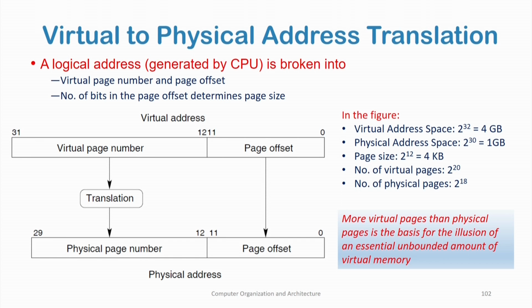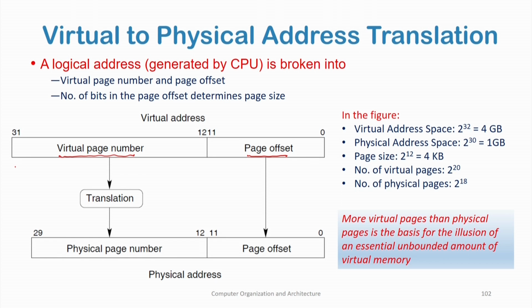So, here I said that let us say I have a 32-bit address space, 32-bit address bus, and I have a 32-bit virtual address space. So, my virtual addresses will be of length 32 bits. In this figure, we see that the virtual address, or also called the logical address, is broken into two parts: the virtual page number and the page offset.